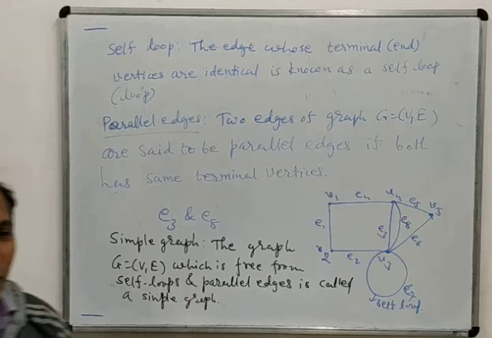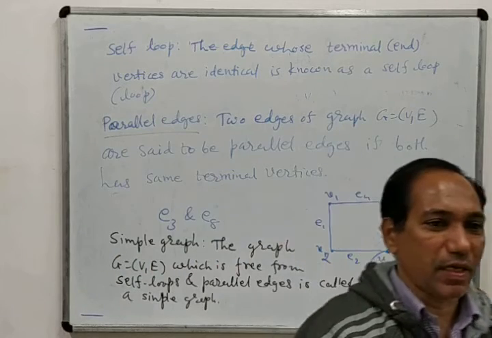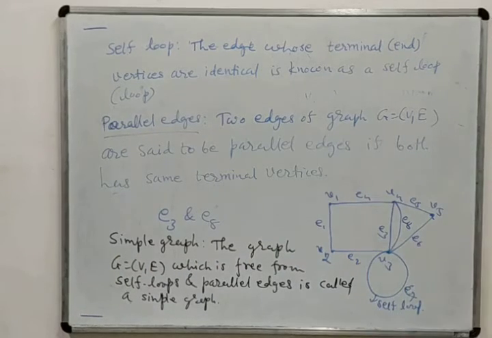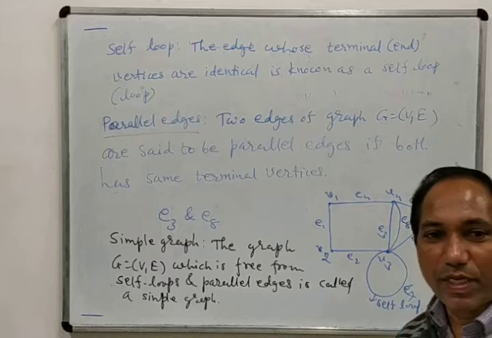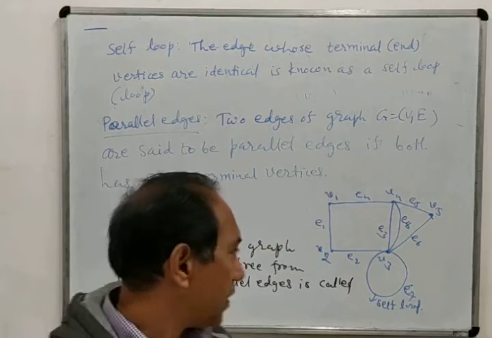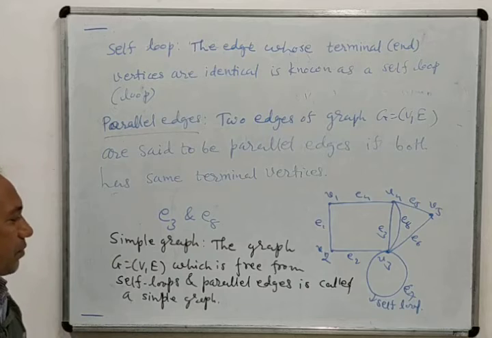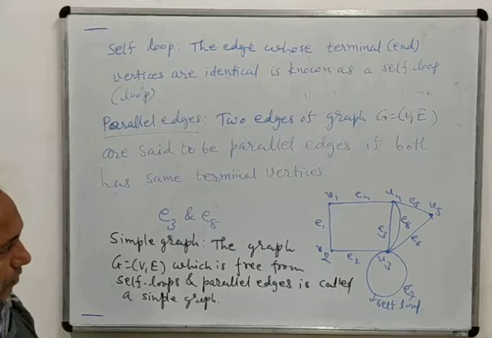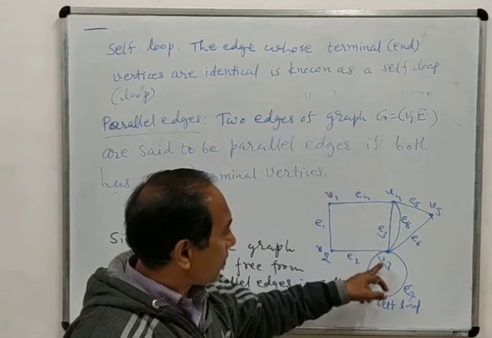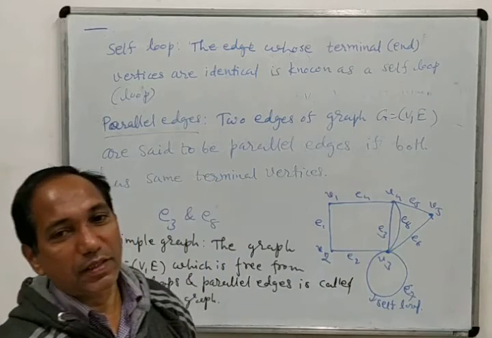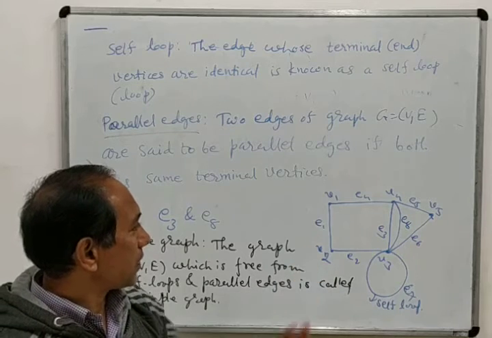It is very easy to understand. Once you understand the meaning of the definition, then you can write down the definition in your own way with proper meaning. So for a simple graph we can write that the graph is said to be a simple graph if it does not contain self loops and parallel edges. Here we can see this graph contains a self loop. Also it contains parallel edges. So this is not a simple graph.